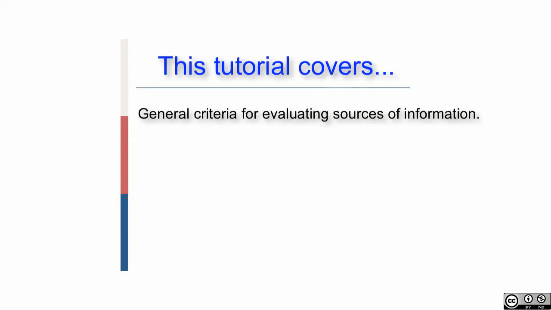While this tutorial will provide an overview of the general criteria you should use when evaluating your sources, it is always a good idea to review your assignment guidelines and talk with your instructor to make sure the types of sources you found are appropriate for your assignment.